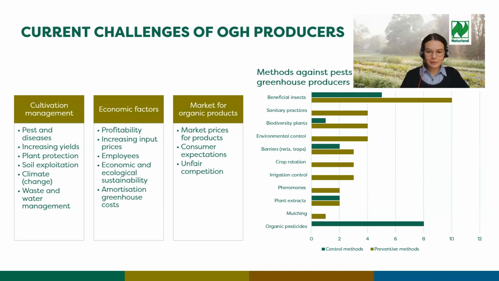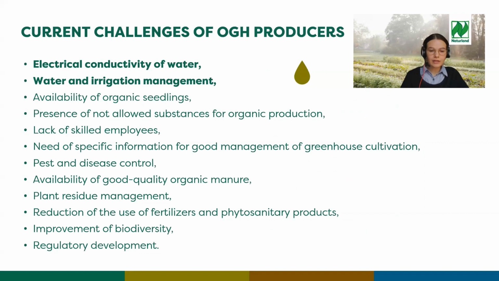But as you can see, for prevention of pests and diseases, mainly beneficial insects are used, and for control, the producers use organic pesticides and also beneficial insects. But three producers answered that for them, crop rotation is a measure to prevent problems with pests and diseases. And this following list also shows the challenges according to the external experts, so the control body managers. None of the interviewed experts saw crop rotation as a challenge for the organic greenhouse producers.